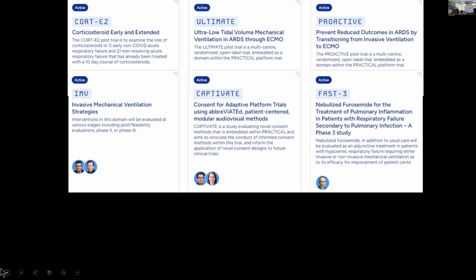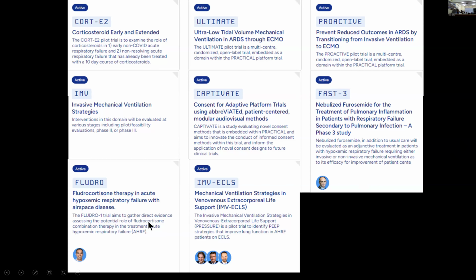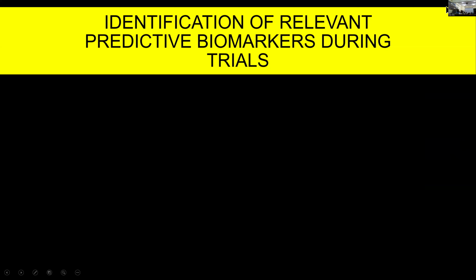How do you get consent for patients to take part in trials? Nebulized furosemide in patients with ARDS, fludrocortisone in ARDS, mechanical ventilation strategies in patients with ECMO. So you can see you have so many combinations of trials all going on in one single large platform trial. Different subgroups of patients, different subgroups of interventions. There are so many different subgroups going on simultaneously.